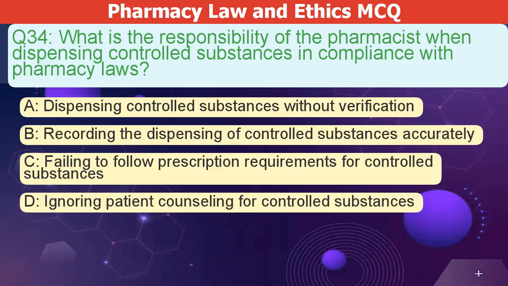What is a pharmacist's responsibility when dispensing controlled substances, following pharmacy laws? A. Dispensing controlled substances without verification. B. Accurately recording controlled substance dispensing. C. Failing to follow prescription requirements for controlled substances. D. Ignoring patient counseling for controlled substances.